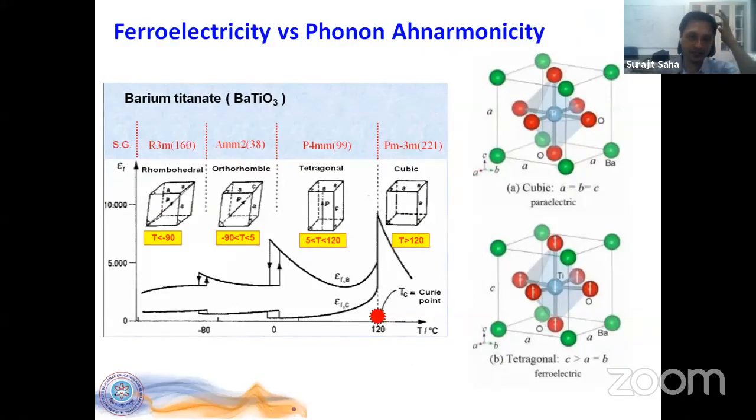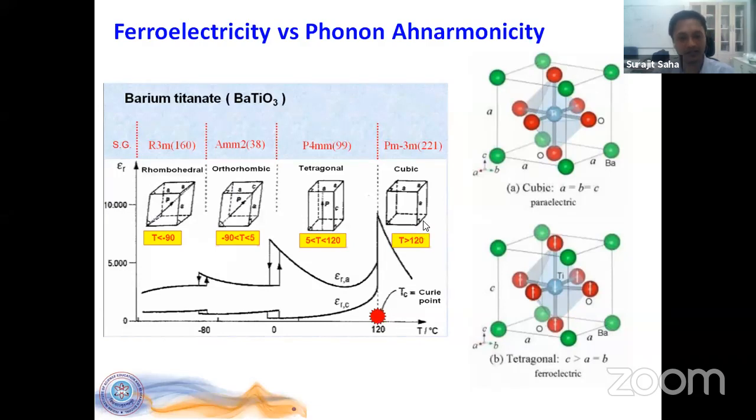Now, this is a very standard example of barium titanate. There also, we could figure out something very interesting, where ferroelectricity could be seen to have a very strong association with phonon anharmonicity. Just to remind the audience, barium titanate, as we lower the temperature, undergoes various phase transitions. At very high temperature, it is in the cubic phase, then it goes to the tetragonal phase, then it goes to the orthorhombic phase, then it goes to the rhombohedral phase.